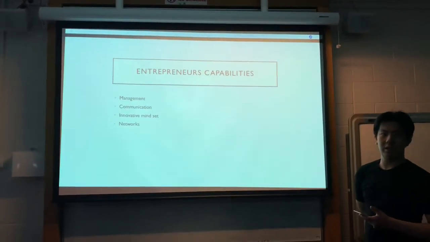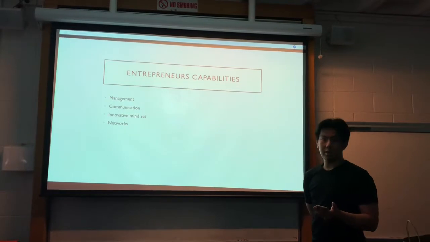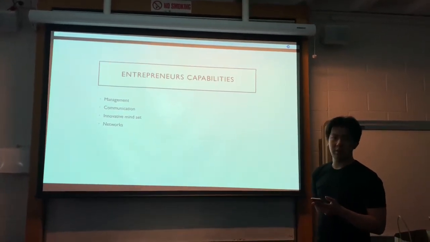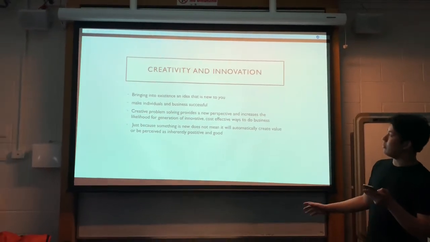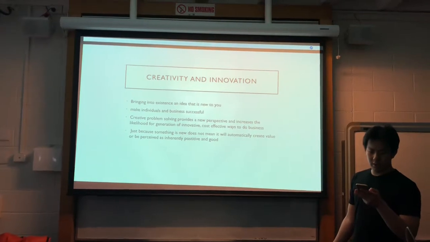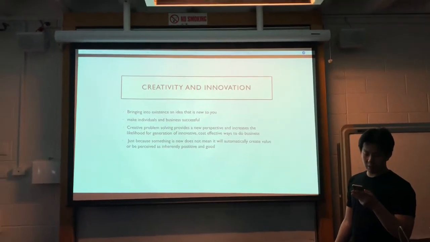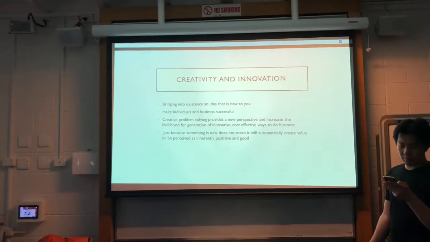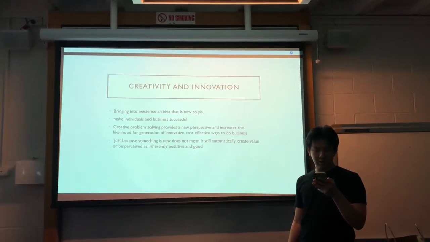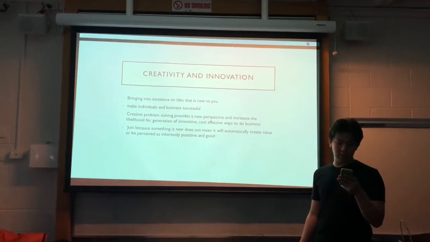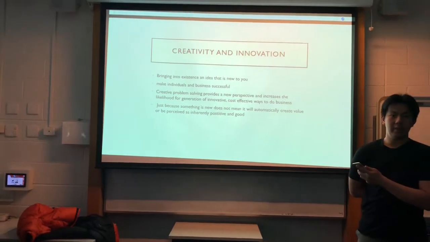Entrepreneurs have different capabilities that surround them. For example, management, such as time management, communication, having good communication among other people, innovative mindset, which is very important, and networks, knowing a lot of people. Creativity and innovation are both very important, as we talked about in Module 1. Creativity brings into existence an idea that is new to you. Creativity and innovation are what ultimately make individuals and businesses successful. Creative problem solving provides a new perspective and increases the likelihood for generation of innovative, cost-effective ways to do business. Innovation: just because something is new does not mean it will automatically create value or be perceived as inherently positive and good. So we need both of these to make a good business.